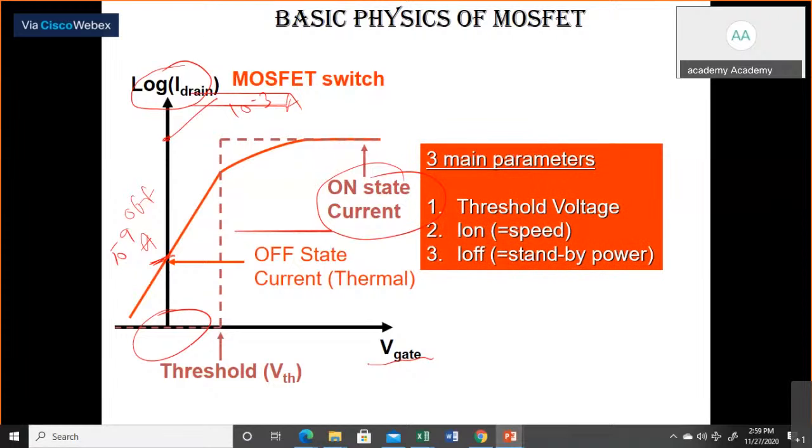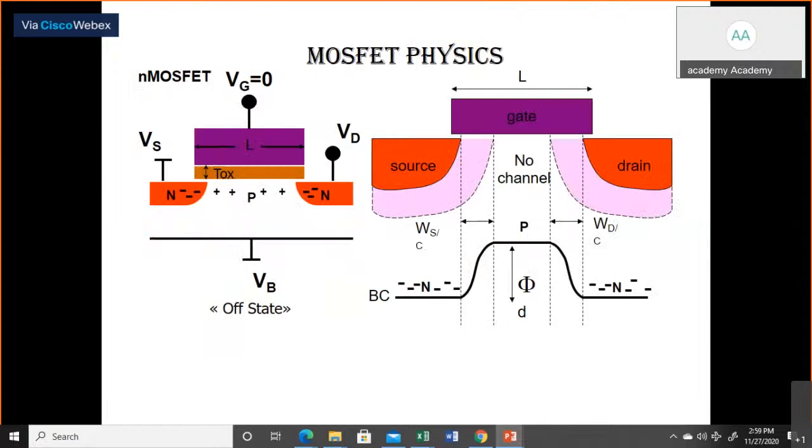So in a MOSFET, there are three main parameters. One is called the threshold voltage, one is called the on current, and another is the off current. So this is again the MOSFET physics operation, how the MOSFET will operate from the off condition to the on-state condition. Now, this is the diagram we have seen, with the N plus, P, and N plus regions.